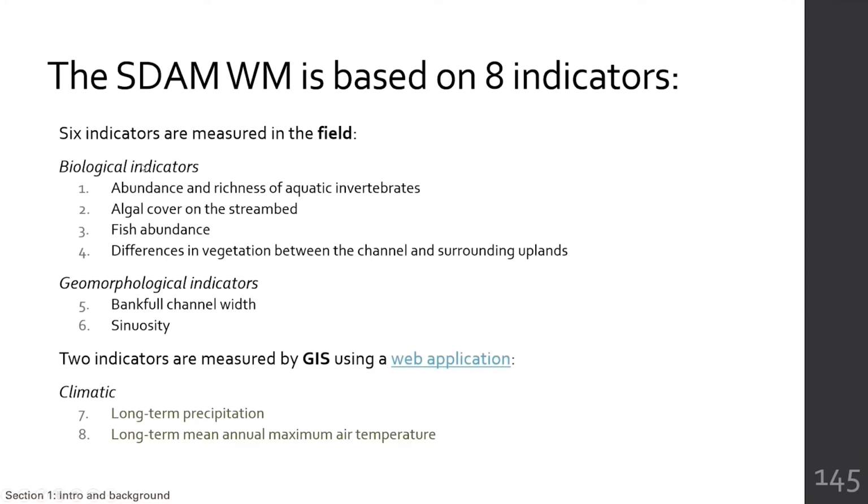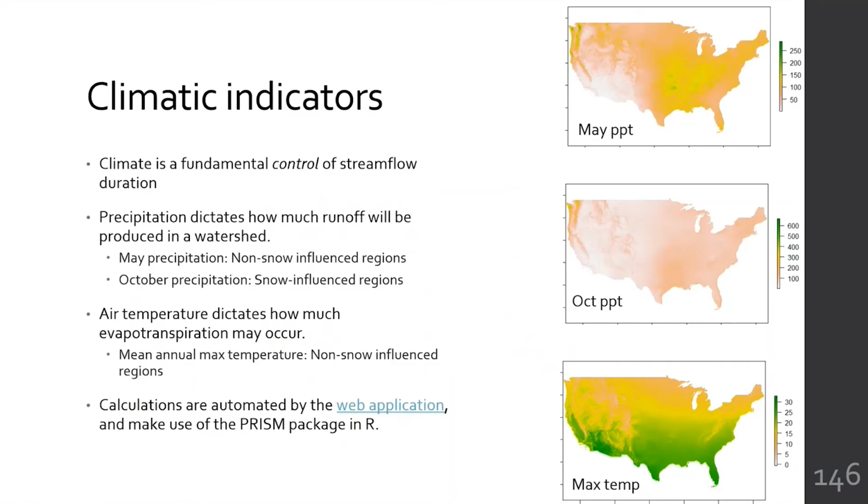Finally, we have climatic variables. We have precipitation and long-term mean annual max air temperature. And again, these are measured using the web application. You don't have to do your own GIS. So climatic variables control stream flow duration. Precip governs how much water is available, how much runoff is being produced in the watershed. We look at May precipitation in the non-snow influenced regions, and we look at October precipitation in the snow influenced regions. Air temperature dictates how much evapotranspiration can occur, and we only use that one as an indicator in the non-snow influenced regions.